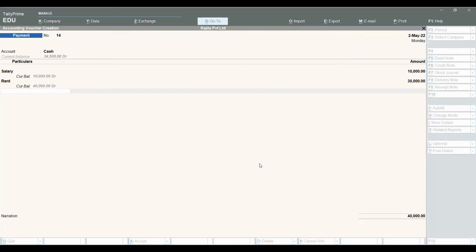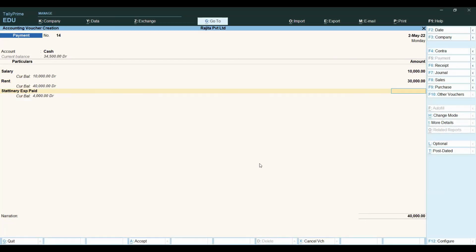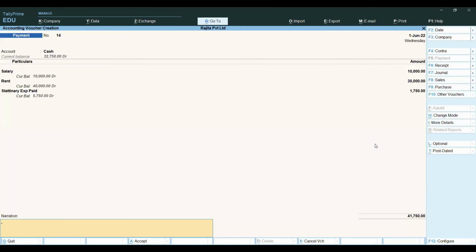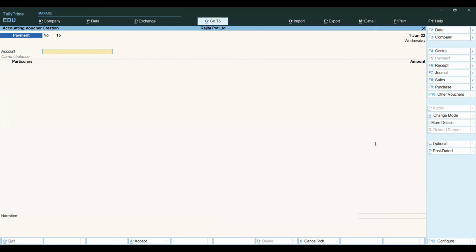Next again, I am paying stationery, 1,750 rupees. I am changing the date now, so in the June month I am paying all this. Okay, so enter, you can save it. Next, what do we have?